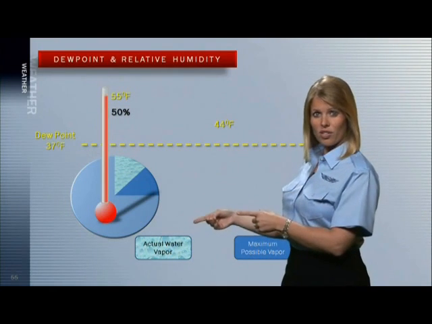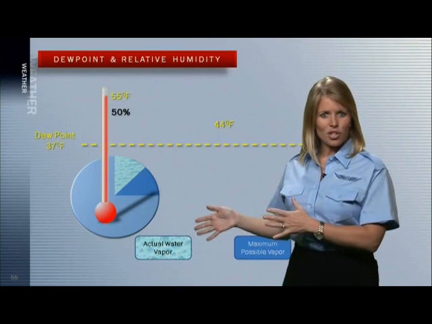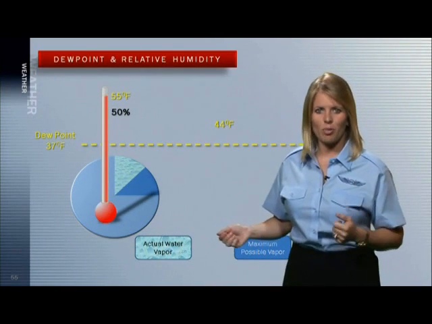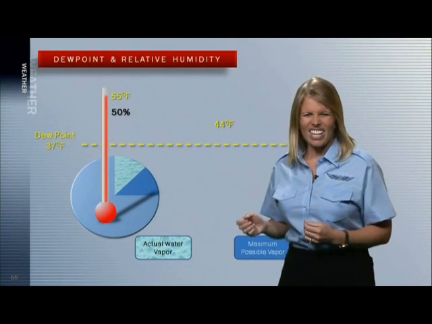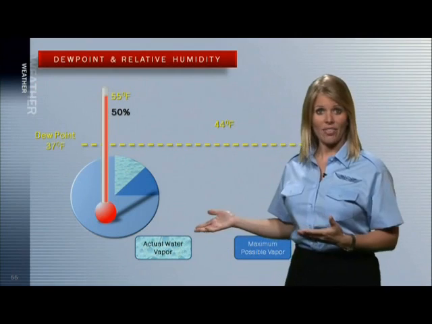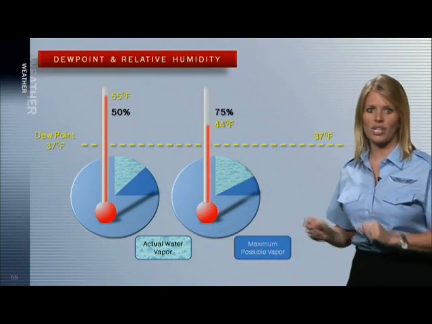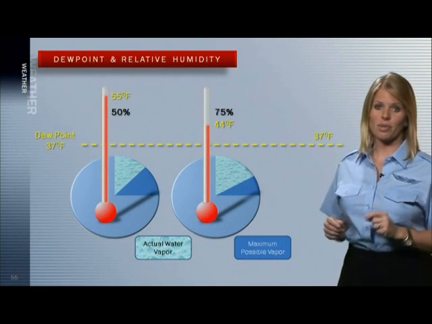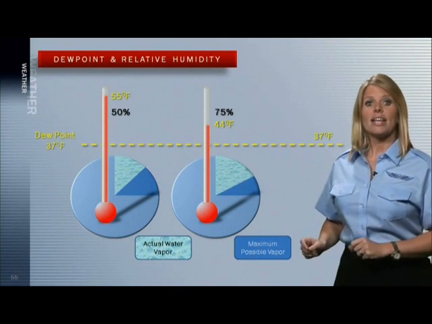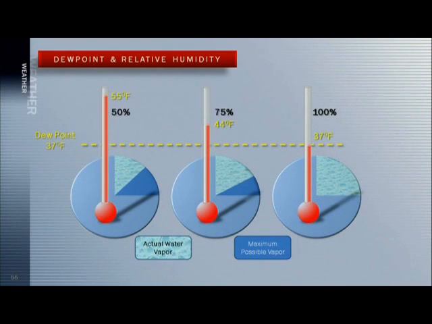Now for this parcel of air, we can still pack in some more water vapor at this temperature. This is actual water vapor present. This is how much more we can hold. We can still pack in another 50% of water vapor at this temperature. Now, as we cool our air parcel down to 44 degrees Fahrenheit, same size container, we're at 75% relative humidity. As we cool that air mass even more, down to the dew point temperature, they're both 37 degrees.